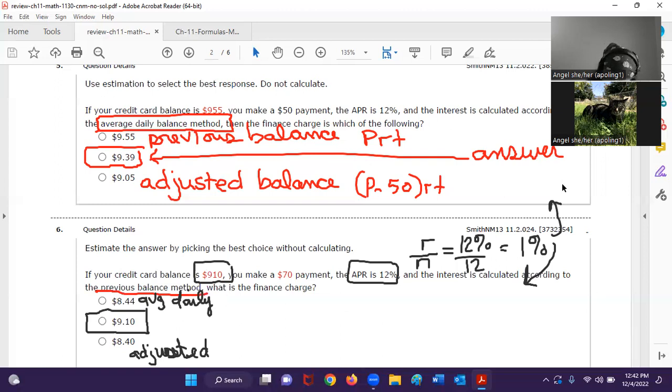So those ones, they're just asking us to try to imagine the three situations and where they would rank in comparison to each other for the credit card situations that we looked at in 11.2. Okay, clear that out.